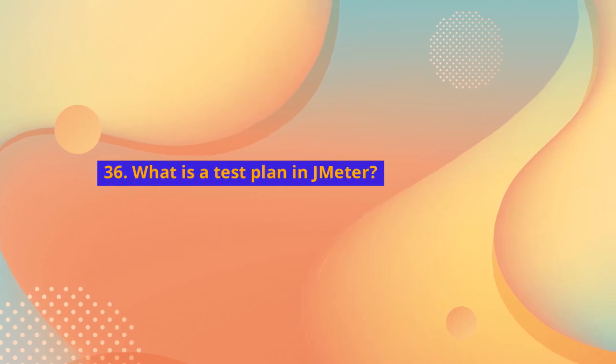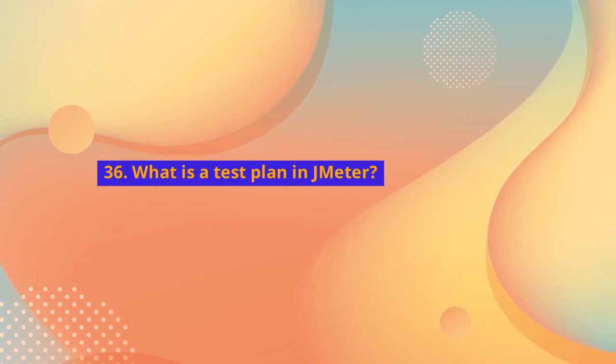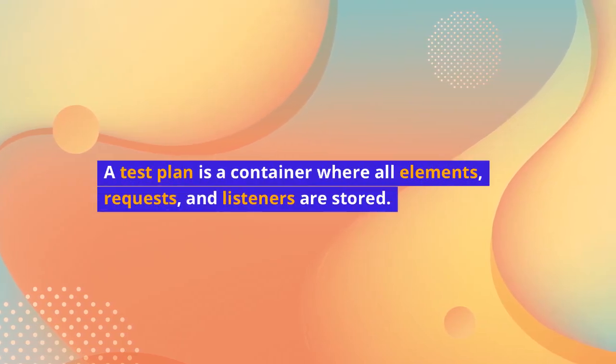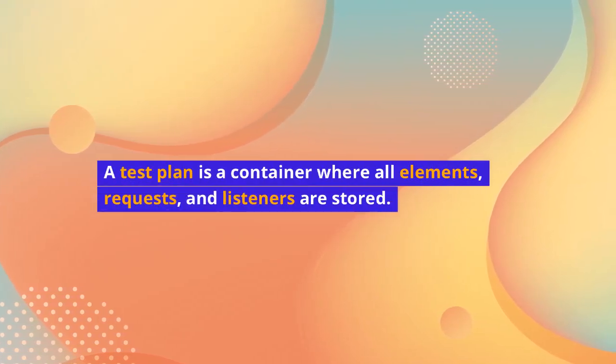36. What is a test plan in JMeter? A test plan is a container where all elements, requests, and listeners are stored.